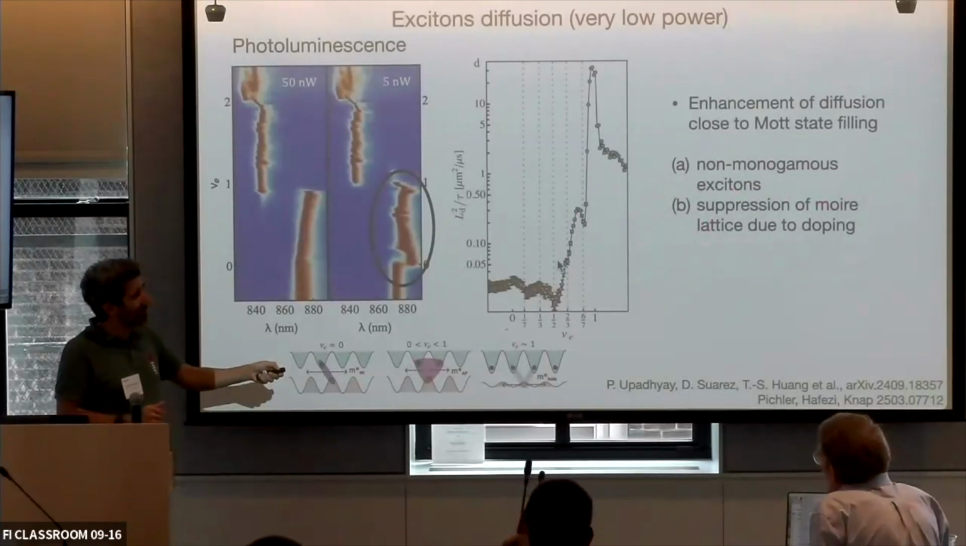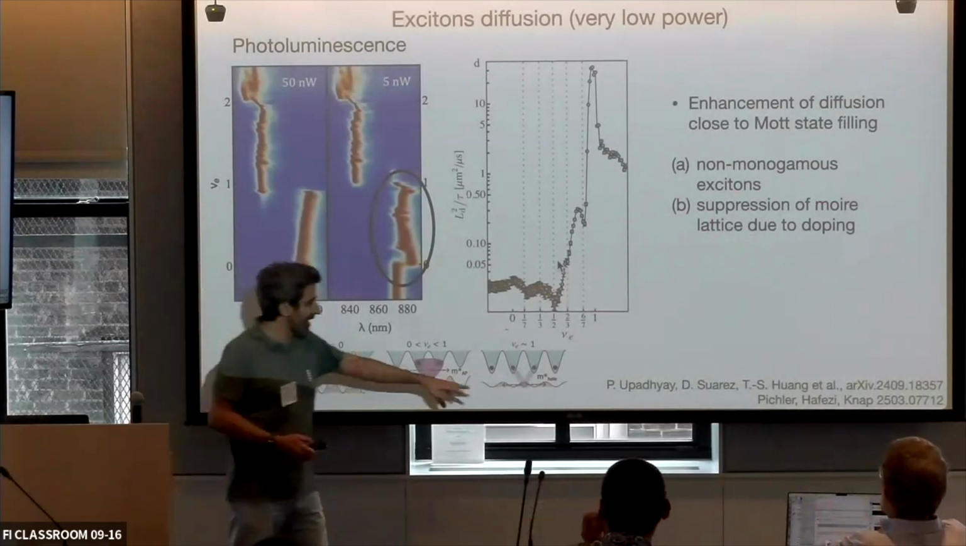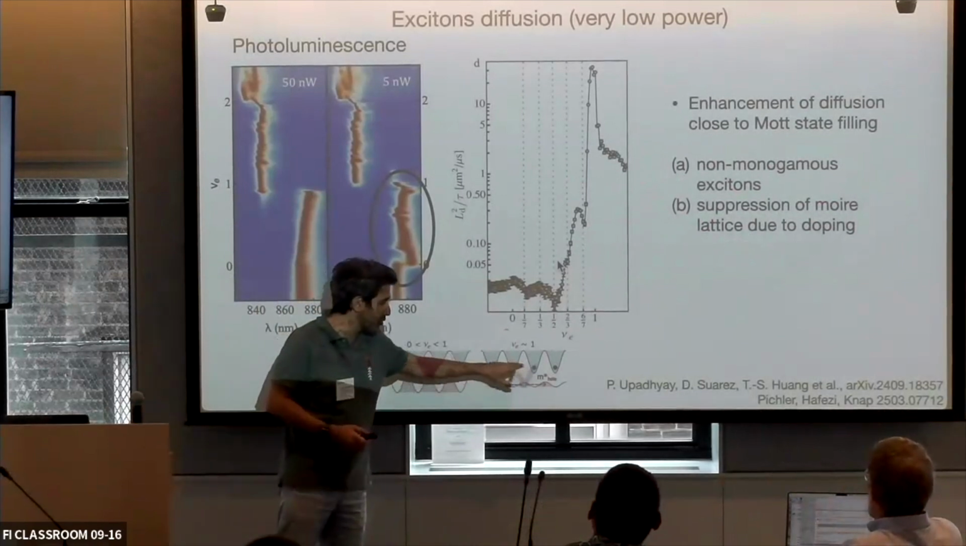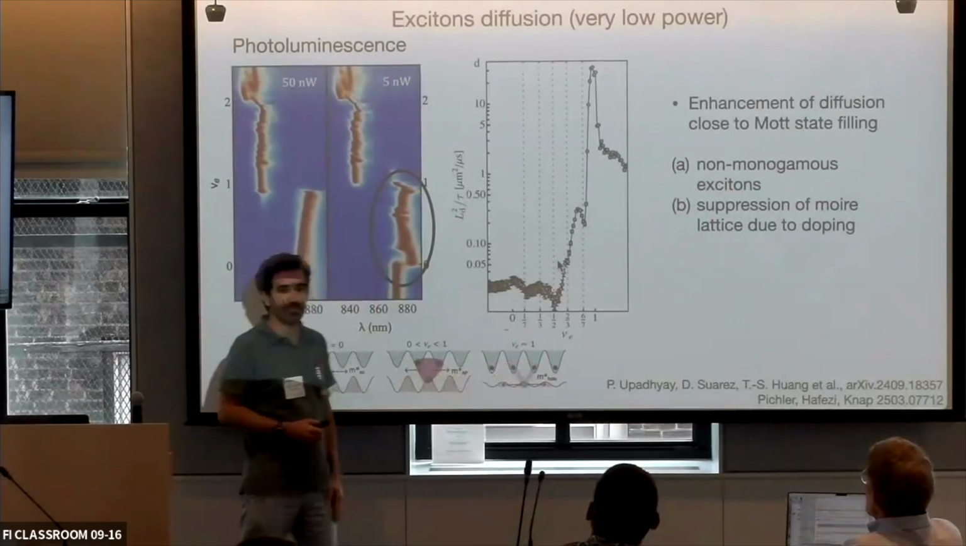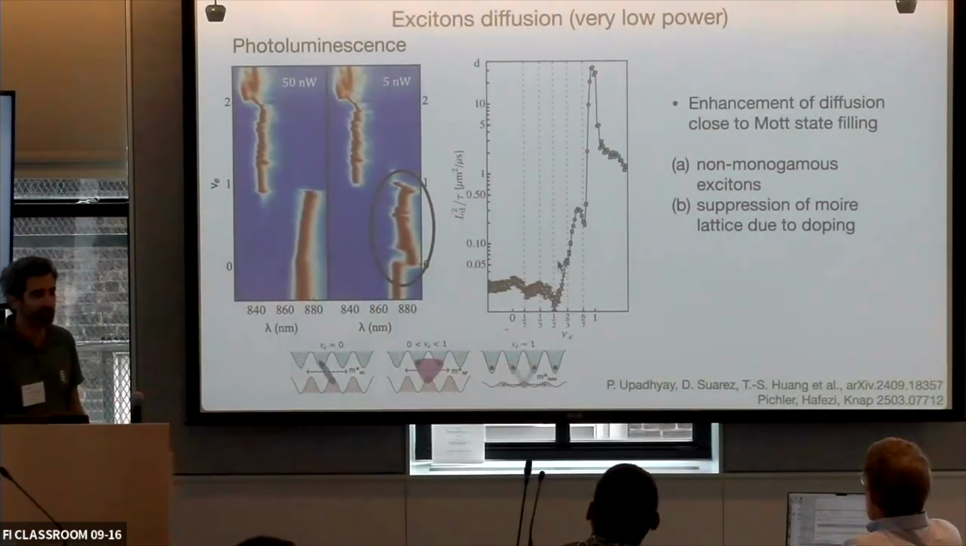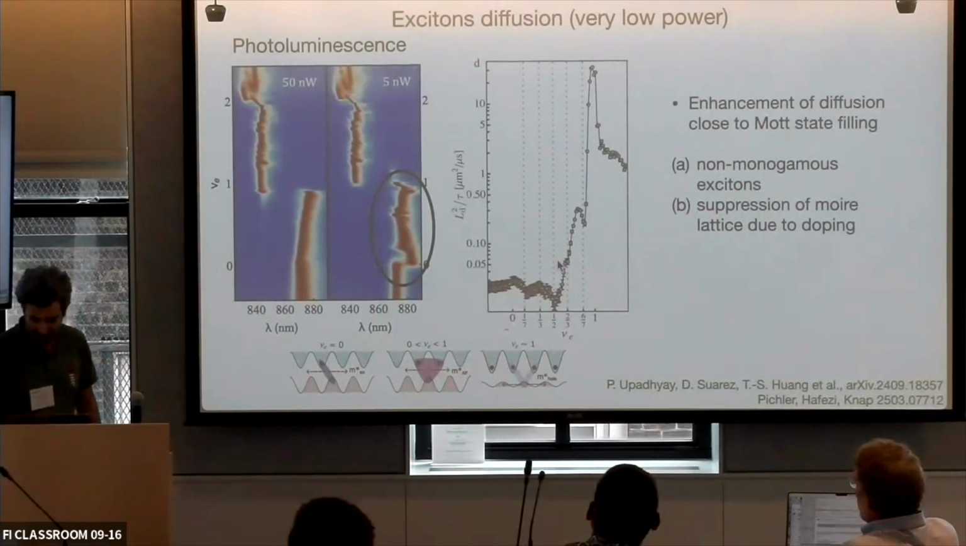Then the second one is the suppression of the Moiré lattice. This is more like the details of the system, because this is the H stacking. So there is a hole between 2 electron sites. When you dope the system, it would reduce this barrier. So this is more details. And then the reason why we saw it in the H stack and didn't see it in the I stack.